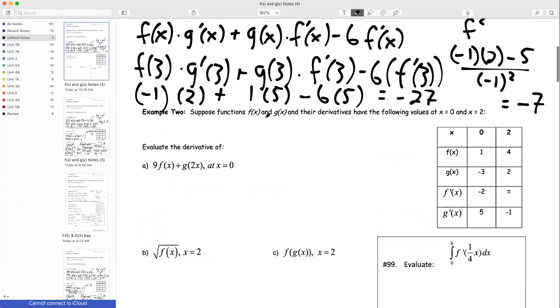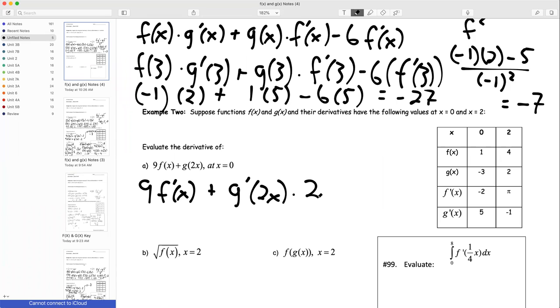Suppose functions f of x and g of x and their derivatives have the following values. Evaluate the derivative of. Okay, so I'm going to take the derivative here. I've got 9 times f prime of x. And then the second part is 0 because of the derivative of 9. What is the derivative of g of 2x? It's g prime. Bring down the 2x. Then I multiply by 2.